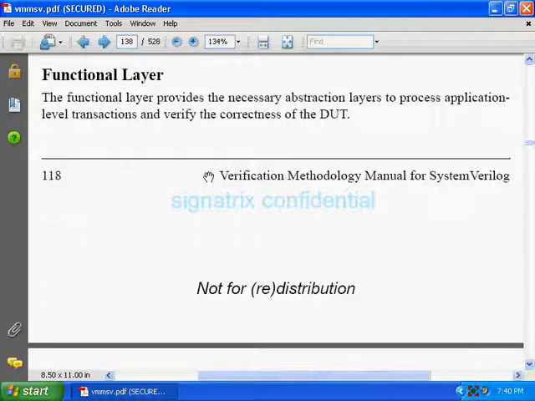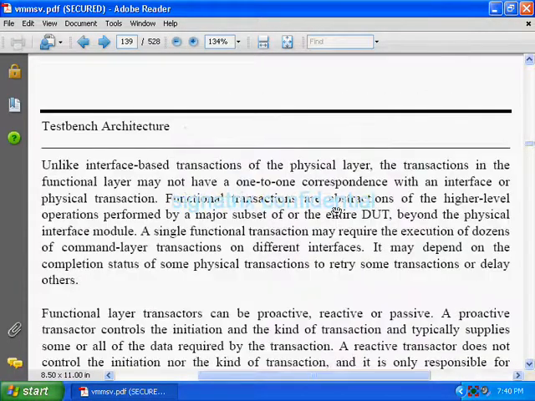Before that, we have seen the example of the USB, right? There we have seen firmware, scoreboard and USB transfer types will come in the function layer. So we'll see what all the responsibilities of firmware, scoreboard and transfer types in the functional layer. The function layer provides the necessary abstraction layer to process the application level transaction and verify the correctness of the DUT. So if you are verifying the DUT at function layer, you are verifying in terms of transactions. Unlike interface based transactions of the physical layer, the transaction in the functional layer may not have one-to-one correspondence with an interface or physical transaction.